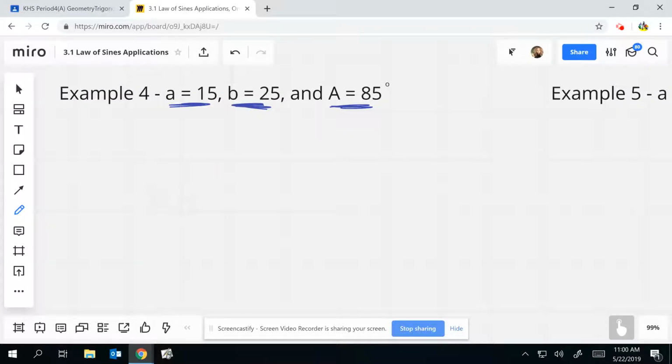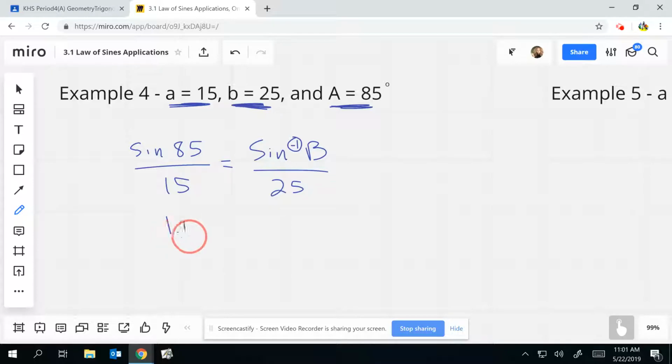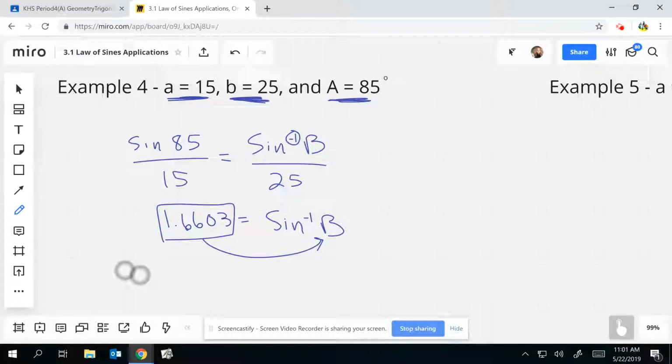We have sine of 85 over 15. That's your A over your A. And we need angle B. So inverse sine of angle B, we want the angle, we have to use this inverse. And little b is 25. So sine 85 times 25, get that answer, divide it by 15. And you get 1.6603 equals inverse sine of B. This is the decimal I'm supposed to plug into my inverse sine.